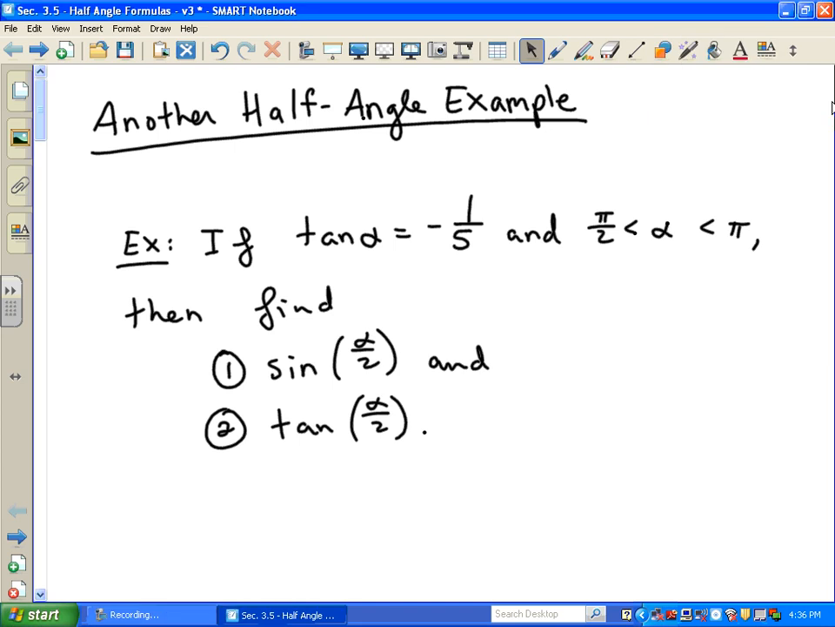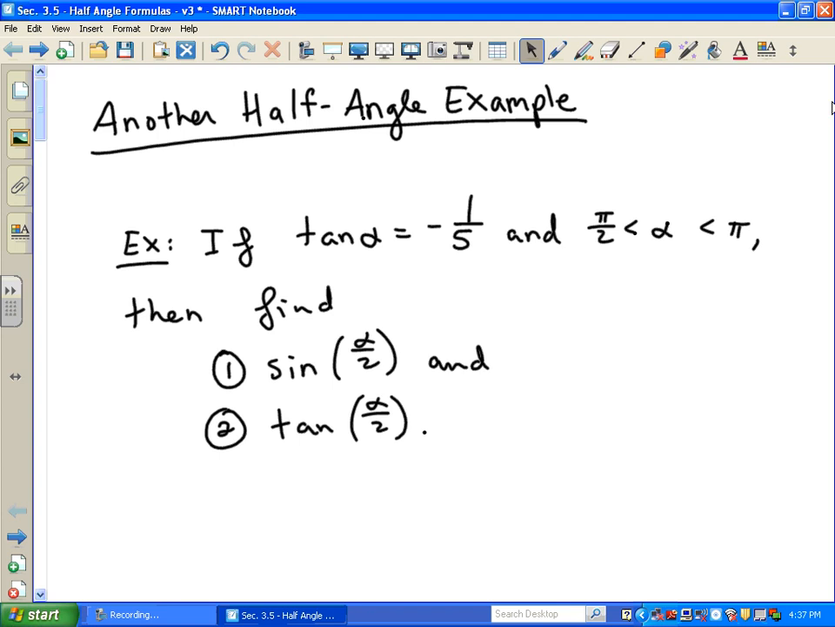I'd like to look at another half-angle example. This question asks, if tangent of alpha is equal to negative 1 over 5, and alpha is in between pi over 2 and pi, then find sine of the half-angle and tangent of the half-angle. In other words, you're given information about the single angle and then asked to find information about the half-angle.